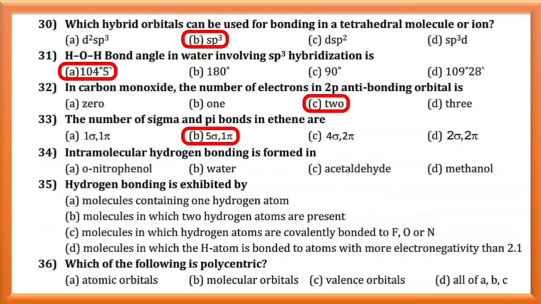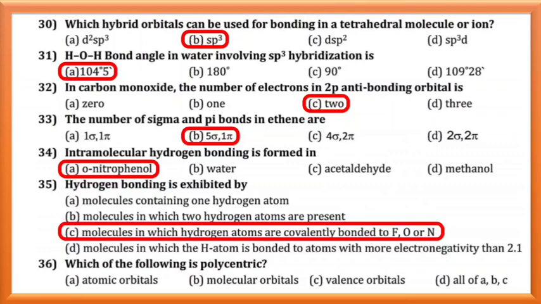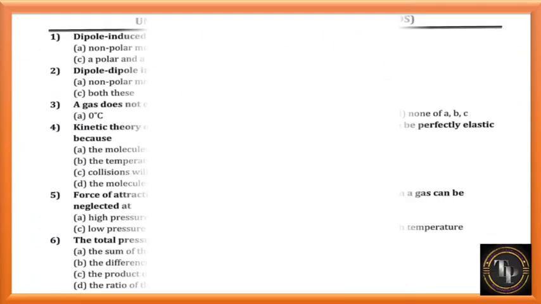Intramolecular hydrogen bonding is formed in orthonitrophenol. Hydrogen bonding is exhibited by molecules in which hydrogen atoms are covalently bonded to fluorine, oxygen or nitrogen. Which of the following is polycentric? Molecular orbitals are polycentric because their electrons are shared by a number of nuclei.